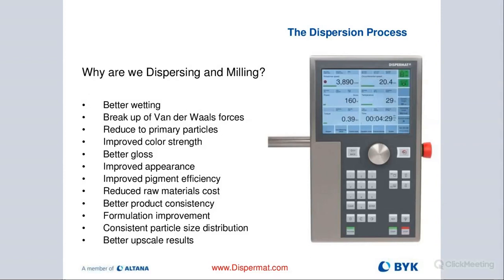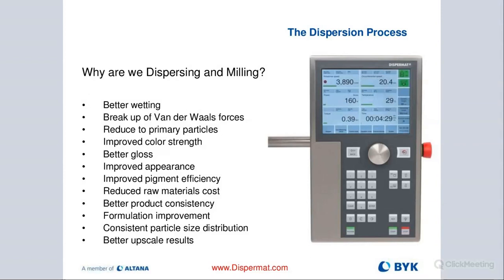And all we want to do when we are dispersing and milling is break up these binding forces. That's all we want to do. We don't want to destroy any particles. We just want to break up these invisible binding forces and reduce them back to the primary particle size. That's the idea when we are milling. So that will lead us to a much better looking product, with stronger color, better gloss, and overall improved appearance.